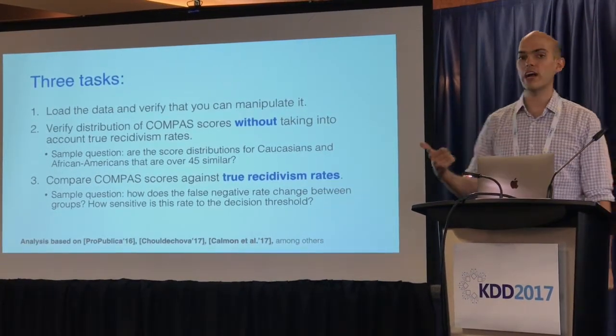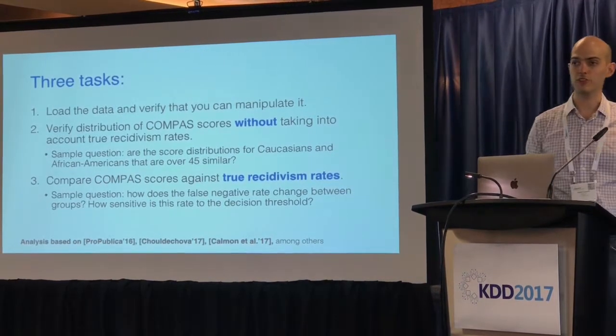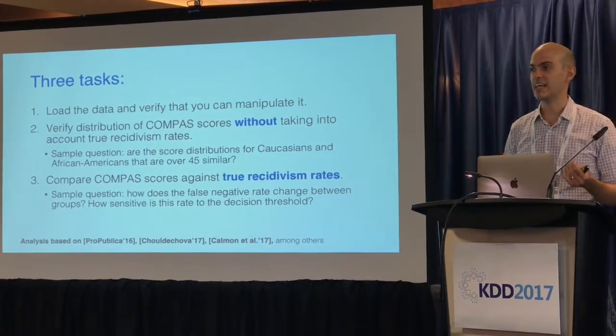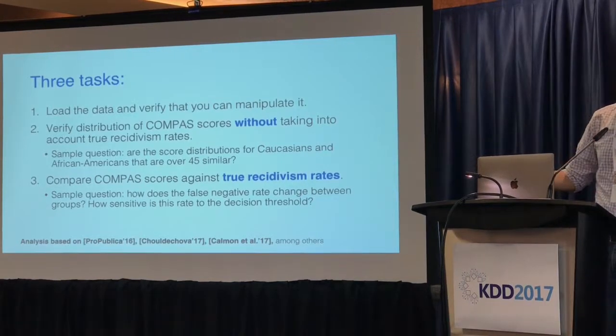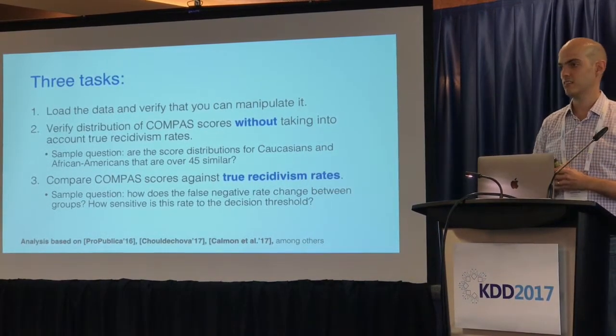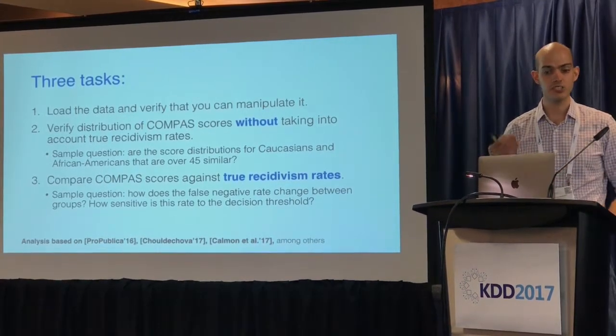Is it committing more errors, for example, for one group, Caucasians or African Americans? What is the balance between the error rates? And how sensitive is this to decision thresholds? So when do I declare that someone recidivized, when the score is above 7, 6? How does this thresholding process influence the accuracy of the algorithm?